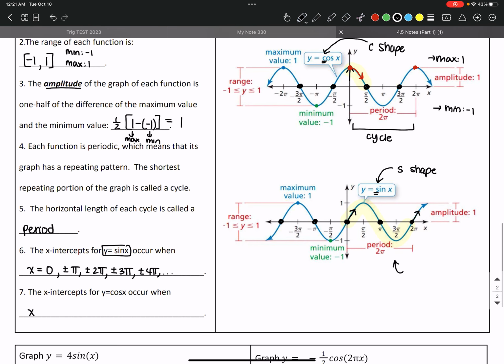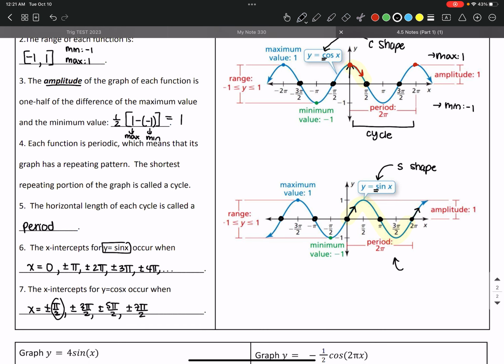And that is where the x values are plus or minus pi over 2, plus or minus 3 pi over 2. And then if that pattern continued, it would be plus or minus 5 pi over 2 and plus or minus 7 pi over 2. So basically, all of the places where I have 2 in the denominator and an odd coefficient in the numerator: 1, 3, 5, 7, etc.